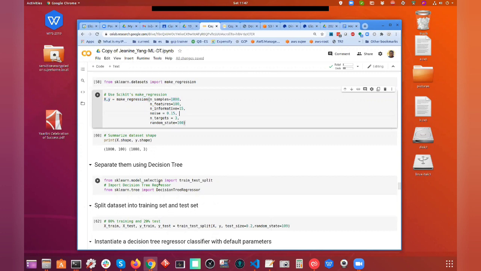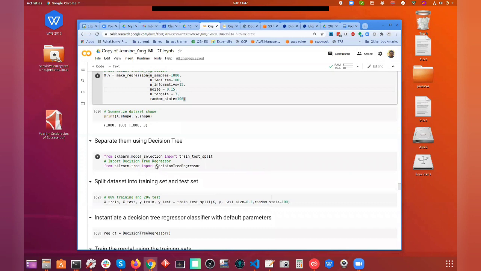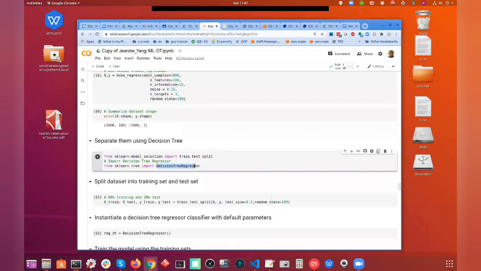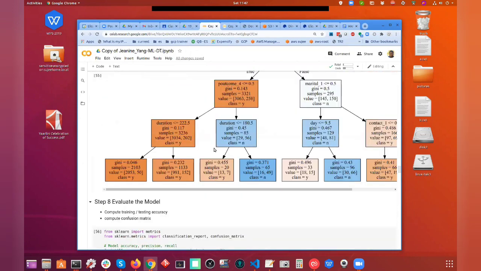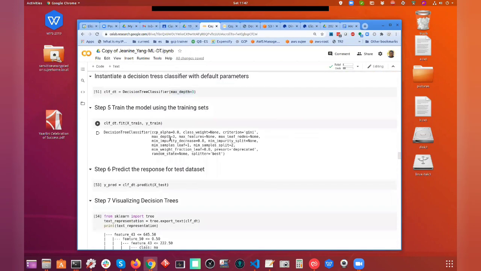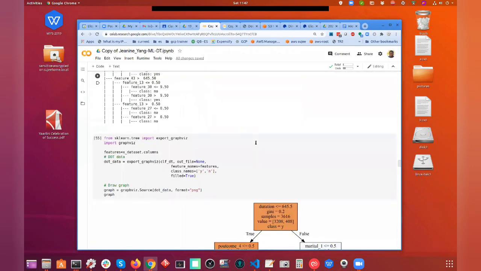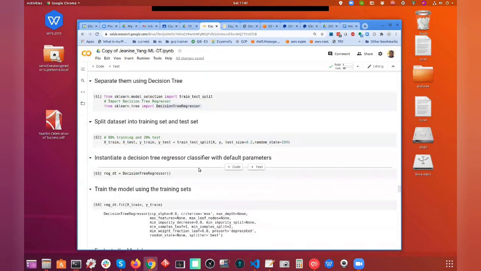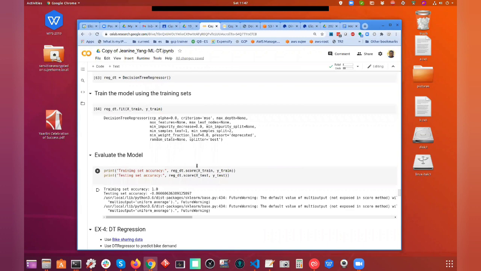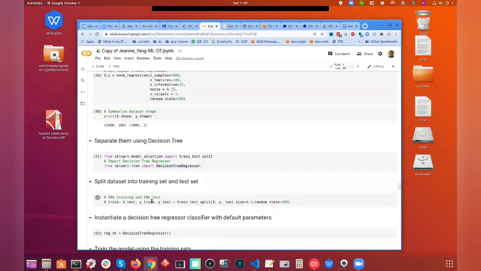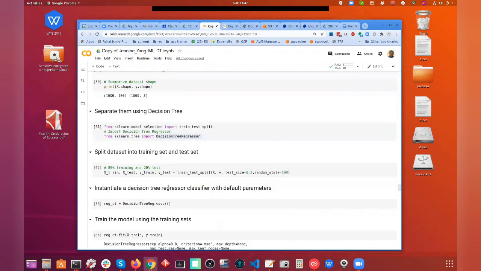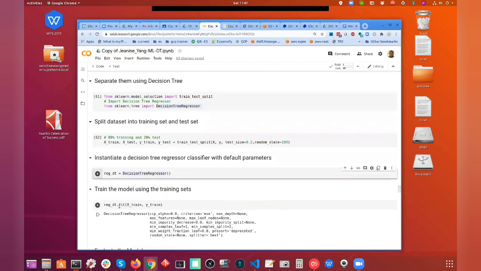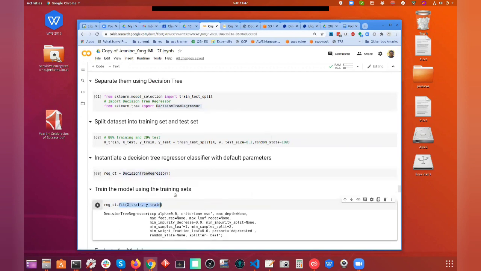Okay, very good. So here's my decision tree. Look at the class name, DecisionTreeRegressor. Before, we used DecisionTreeClassifier. Same algorithm, but for regression and classification, different classes. So keep that in mind. And here, regressor, again, same thing: train test split, and then fit.